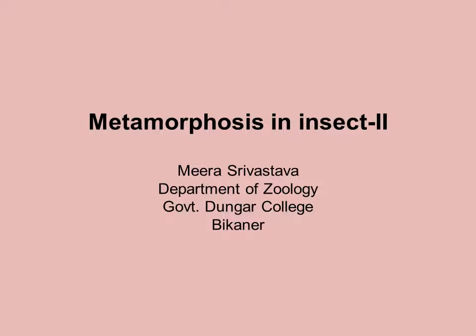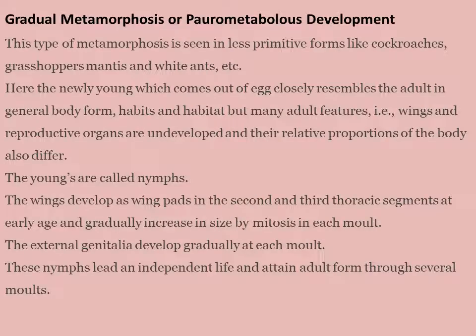So, dear students, moving further to my previous lecture on metamorphosis. Here, this is the metamorphosis in insects, part 2. The second type of metamorphosis is the gradual metamorphosis or paurometabolous development.